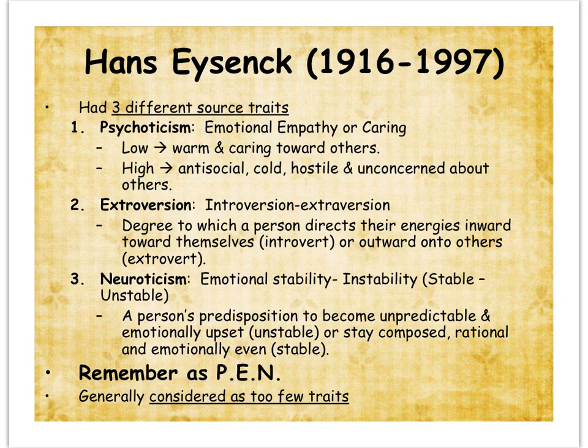For extroversion, or the introversion-extroversion scale, the degree to which a person directs their energies inward towards themselves, like an introvert, or outward towards others, like an extrovert. So an introvert would be more solitary in their pursuits, more reserved, less social. An extrovert would be more outgoing, more overtly friendly, more people-oriented. And then neuroticism is your emotional stability versus your emotional instability. So somebody who's emotionally unstable would be more tense, more anxious, worrisome, restless, moody. Lower in neuroticism, they'd be more relaxed, more calm, stable, even tempered.